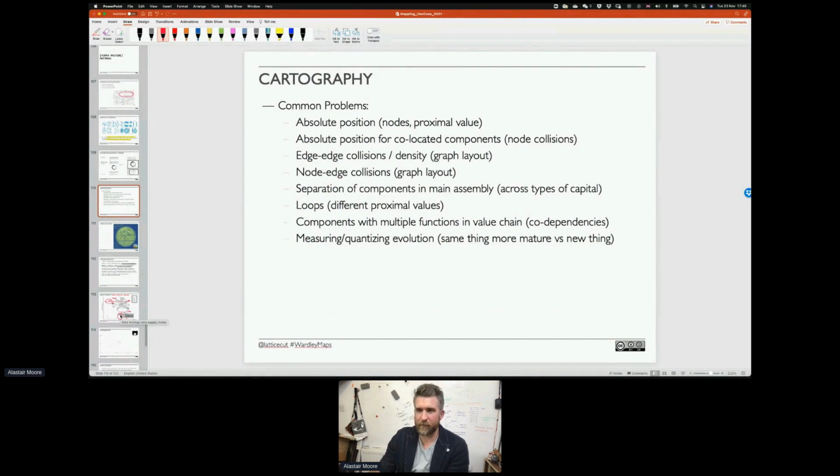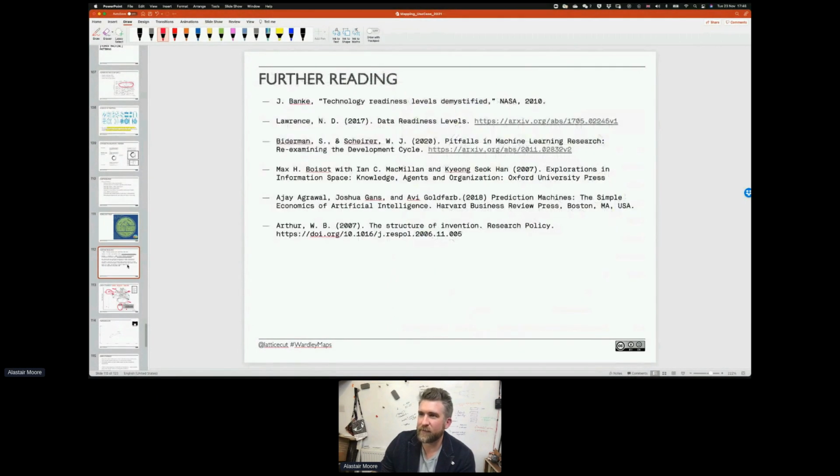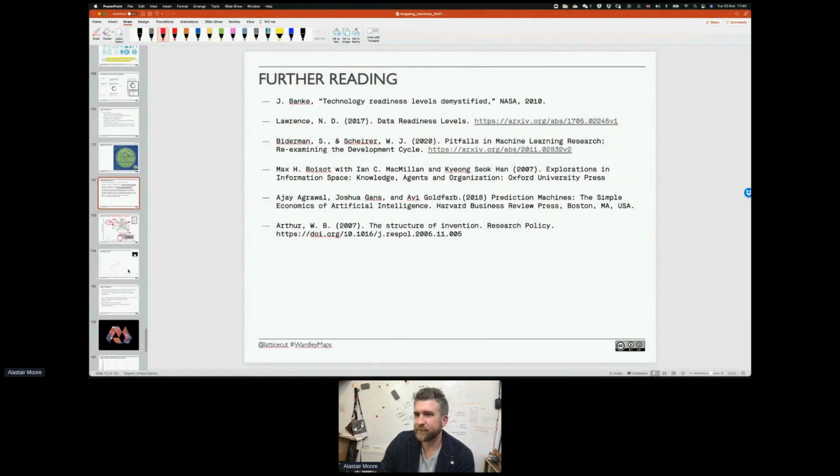And perhaps Simon's Academy, or whatever it was called, can do that. This is my favorite, most recent map, a topologist map, which I've left up there. I've put some papers in as further reading.